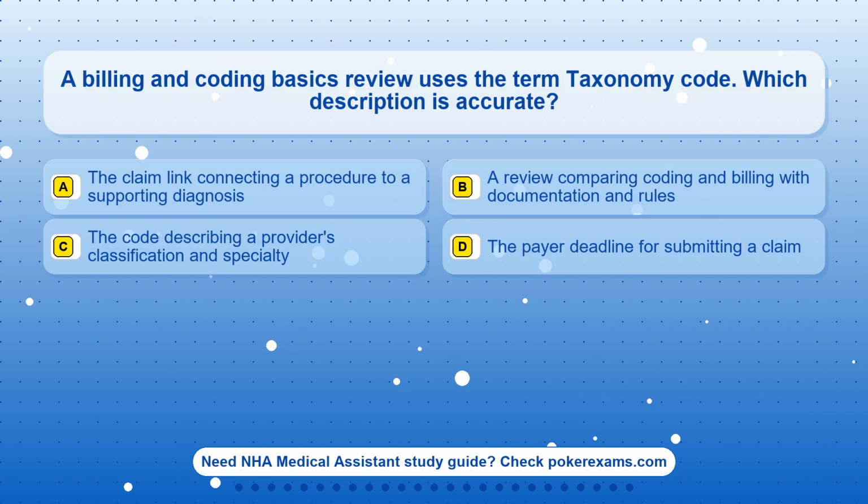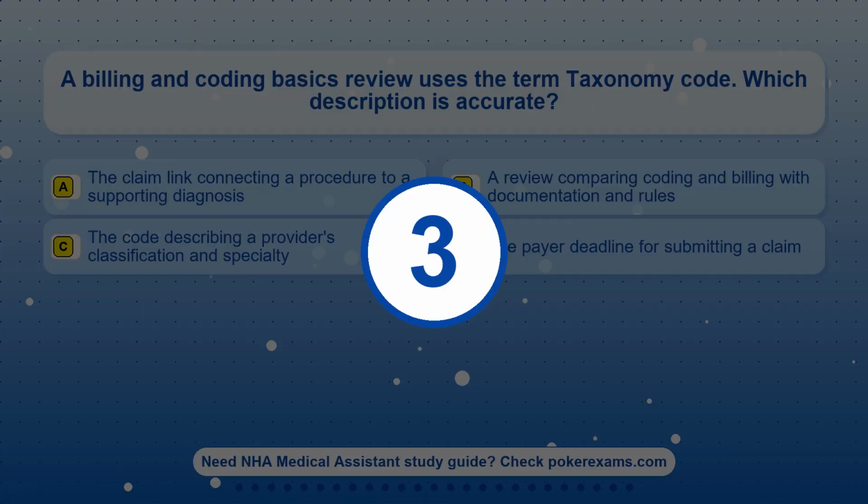Question 17. A billing and coding basics review uses the term taxonomy code. Which description is accurate? Option A, the claim link connecting a procedure to a supporting diagnosis. Option B, a review comparing coding and billing with documentation and rules. Option C, the code describing a provider's classification and specialty. Option D, the payer deadline for submitting a claim.